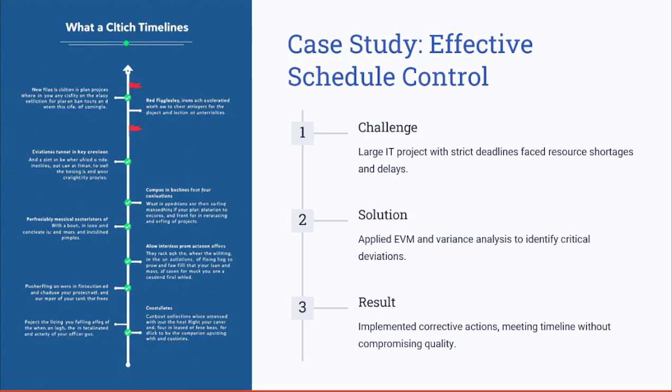Let's look at one of these case studies for effective schedule control. In a real-world IT project, strict deadlines posed a challenge, such as resource shortages and unplanned delays. By applying EVM and doing variance analysis, the project team identified critical deviations and implemented corrective actions. These measures ensured that the project met its timeline without compromising its quality.